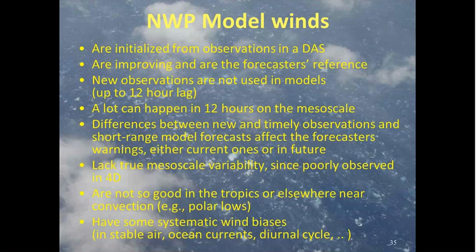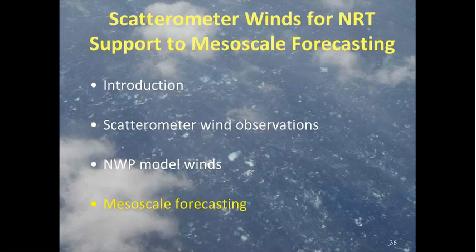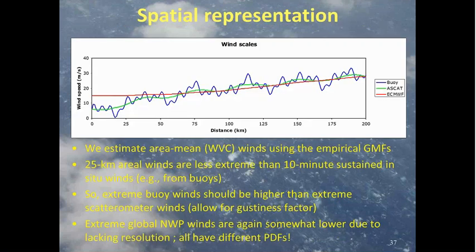So now we can do the last bit, which is on mesoscale forecasting, and just give some examples. The first point is quite important. It's about spatial representation. So we estimate area mean wind vector cell winds using empirical geophysical model functions. But the important thing is that we do this over 25-kilometer areas.